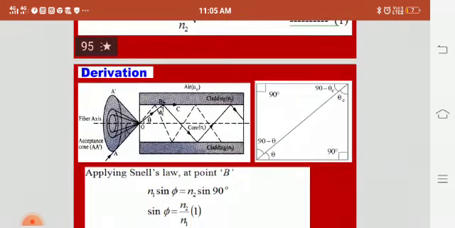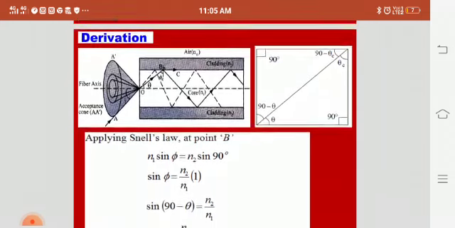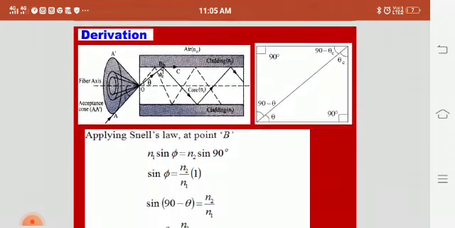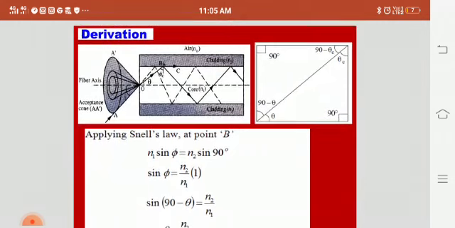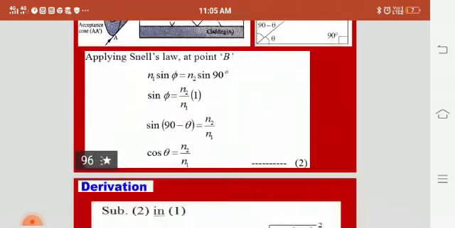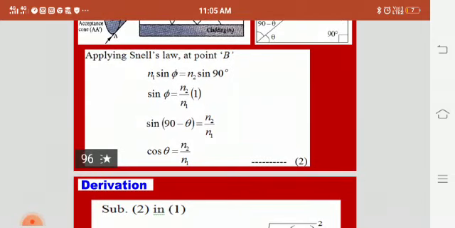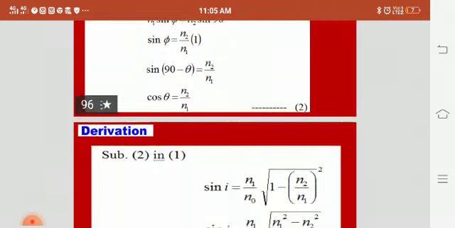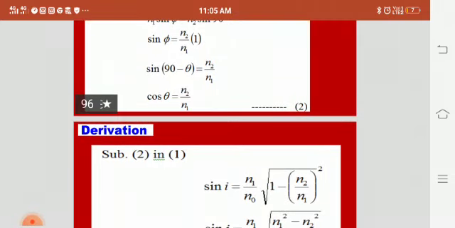Now at the point of interface, that is at B point, what happens? Here N1 sin phi is equal to N2 sin 90. Sin phi is equal to N2 by N1 into sin 90. Where sin 90 is 1, apply this value in the above equation, we get sin of 90 minus theta is equal to N2 by N1. That is cos theta is equal to N2 by N1. This is our second equation.